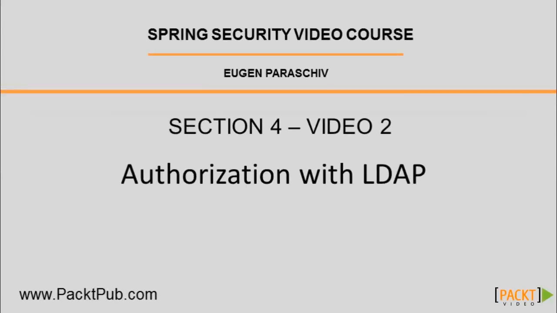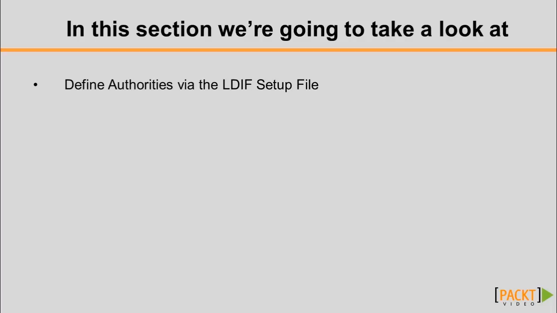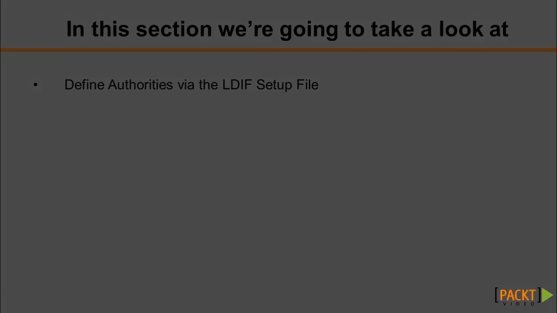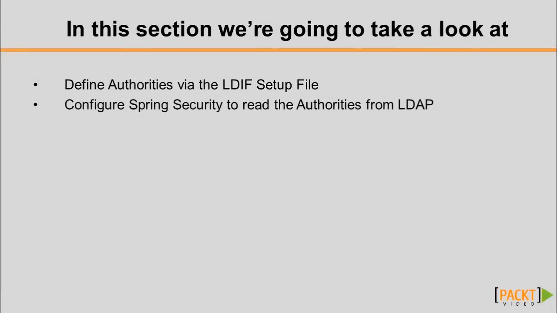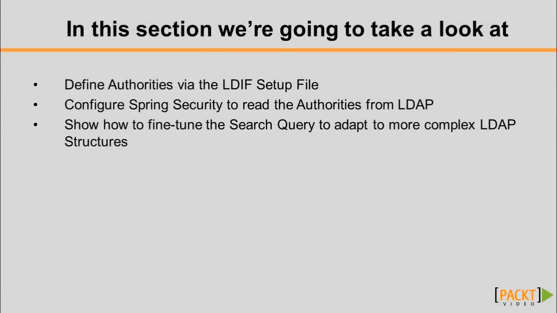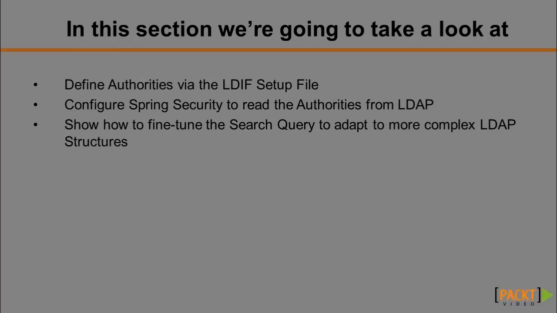In this video, we will focus on authorization with the embedded LDAP server we defined in the previous video. We will focus on how to set up and retrieve the user's authorities from LDAP and on some of the more advanced customizations available to us in the namespace. We will start by defining the authorities of the users in the LDIF setup file. We will then configure Spring Security to read the authorities from LDAP, and we will show how to fine-tune this search query to adapt to a more complex LDAP structure, which is very common in production environments.